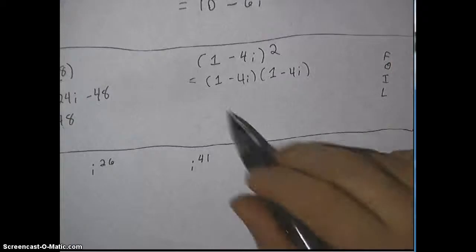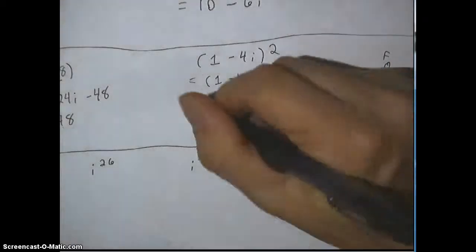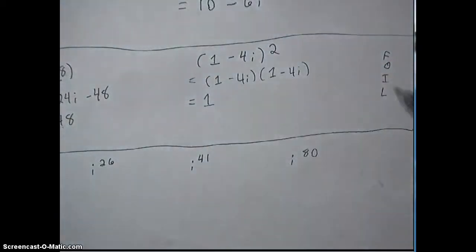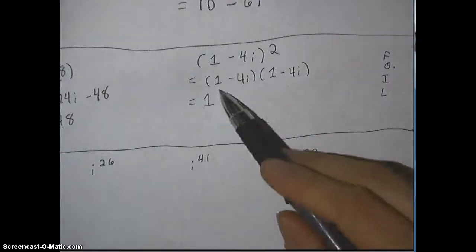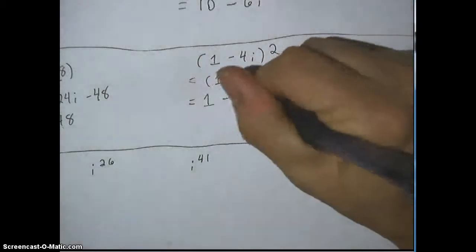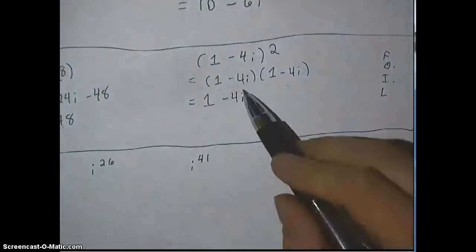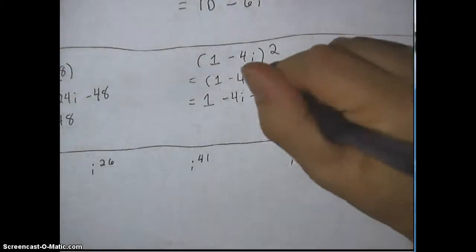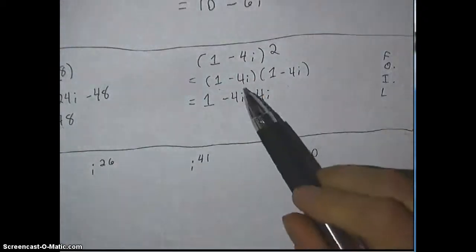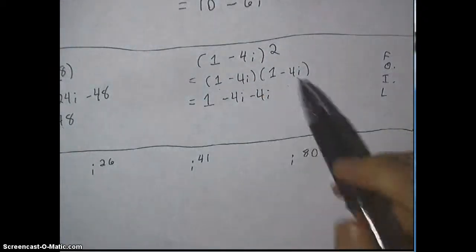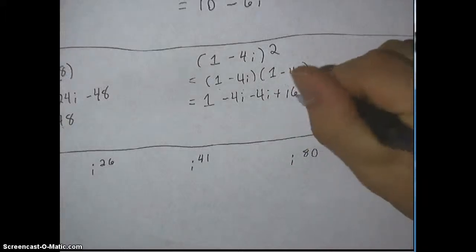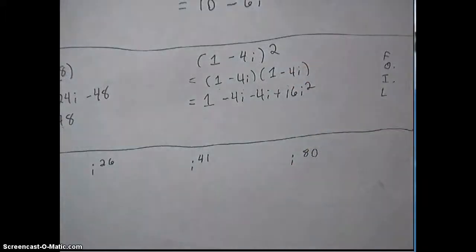And this time, firsts are 1 times 1. This is just 1. Outers, 1 times negative 4i is negative 4i. Inners, negative 4i times 1 is still negative 4i. And lasts, negative 4i times negative 4i is positive 16i squared.